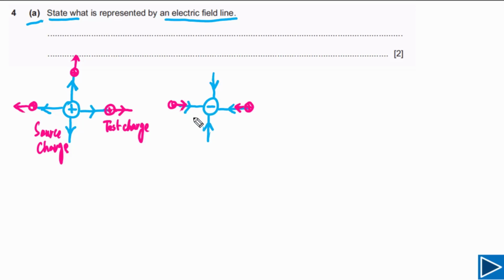So that's the thing you need to understand to answer this question. Simply, electric field lines tell us the direction of force on a positive charge. In this case, the direction of force on this positive charge is to the right, and here it is to the left. So this is what electric field lines are telling us. And that's all we need to write down for this question. And so this is how you can write down your answer.